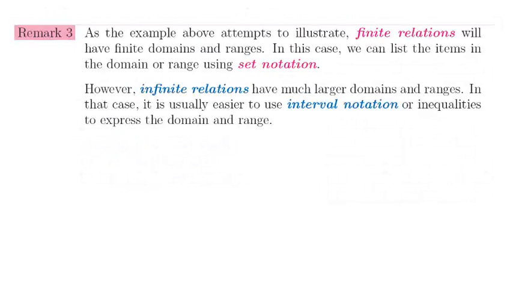Let me now recap what we've just discussed. As the examples prior attempt to illustrate, finite relations will have finite domains and ranges. In this case, we can list the items in the domain and the range using set notation, and the graphs will consist of a finite number of points. However, infinite relations have much larger domains and ranges. In that case, it's usually easier to use interval notation or inequalities to express the domain and the range.